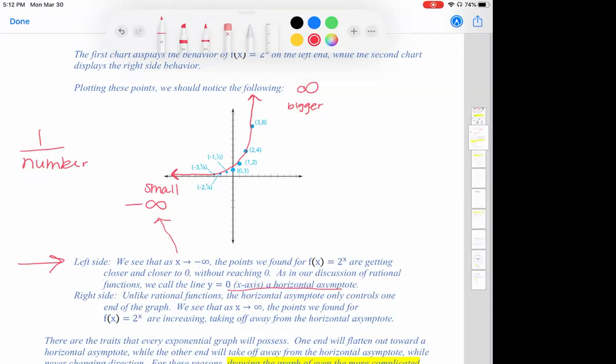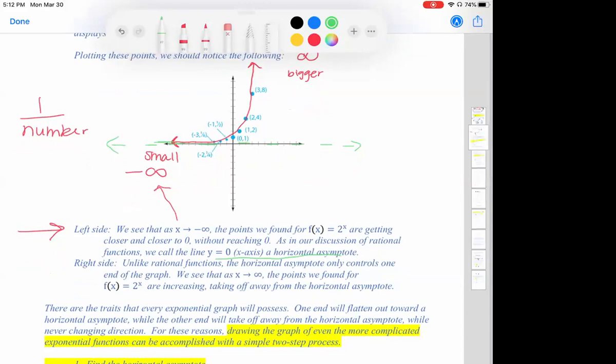So this part right here, highlighted, is referring to this line because we're never going to cross it. We're never going to get a negative number, right? We're just going to get a fraction that gets smaller and smaller and smaller towards the negative side. So we have essentially an asymptote there.